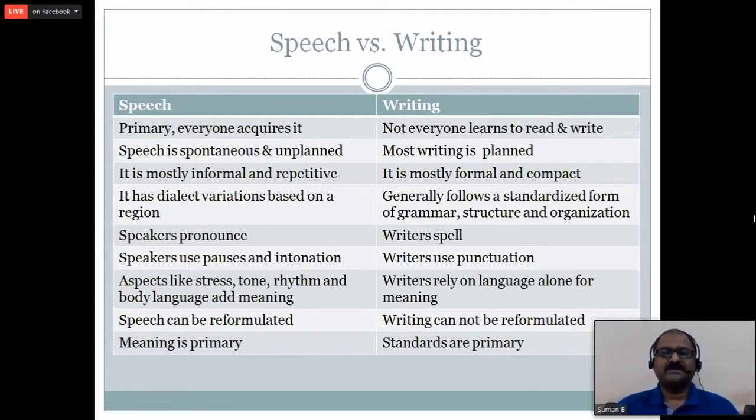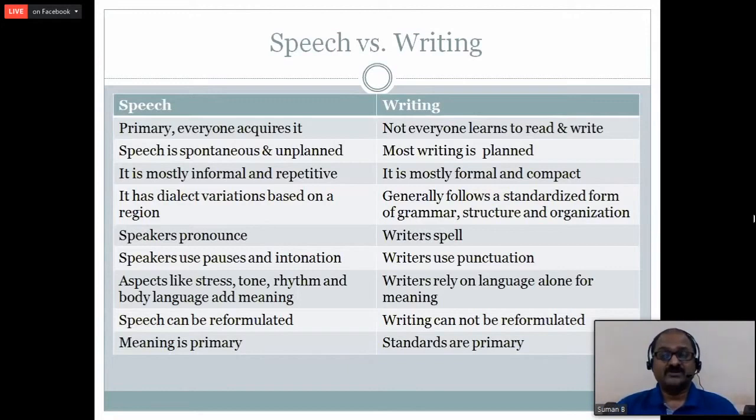While you are speaking, if you make some mistake, you can get immediate feedback from your audience, right? Your audience can let you know what is wrong with your speech through their body language, or they can directly tell you. So you can always reformulate it.